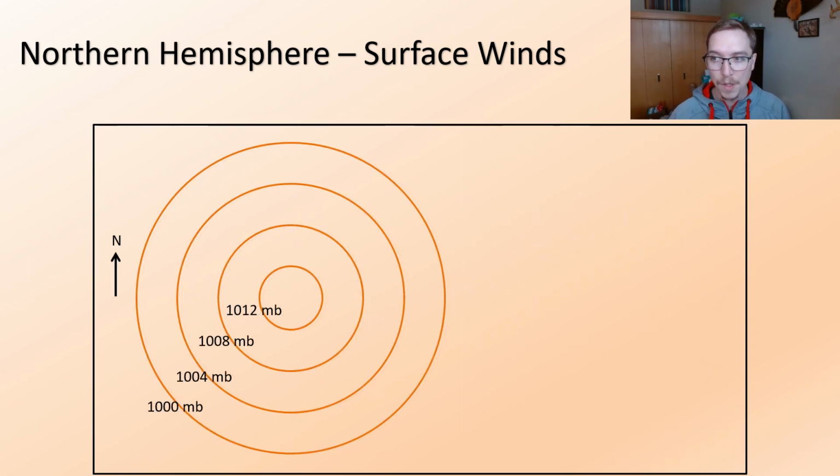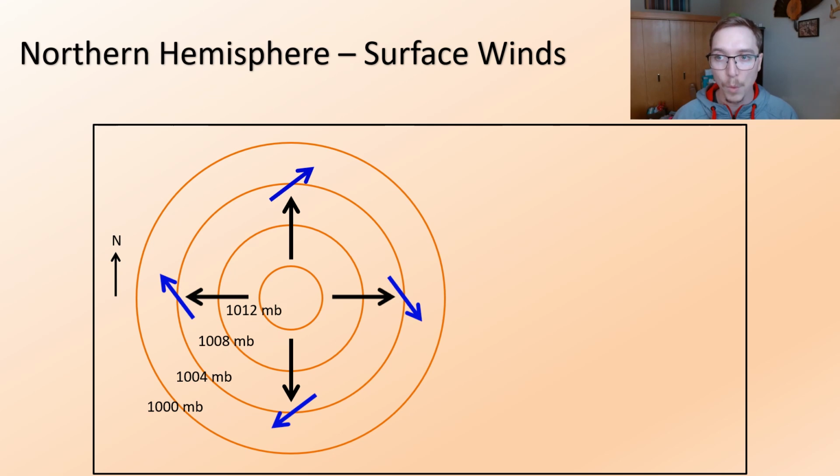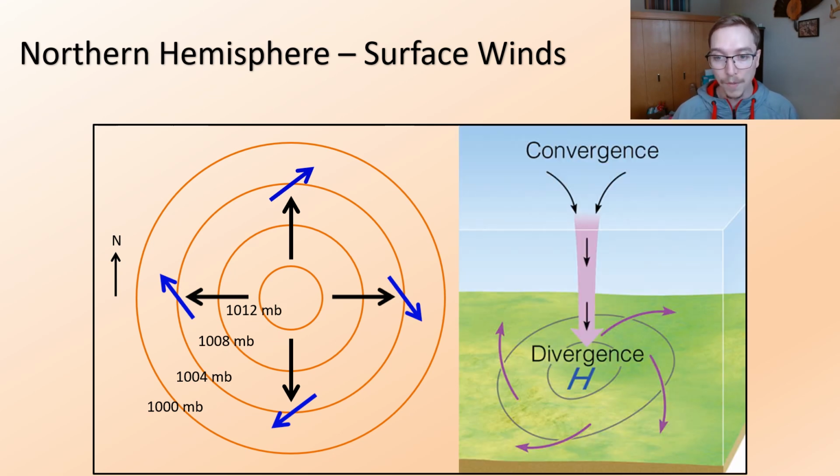In high pressure systems, we see those winds deflected outwards by the pressure gradient force in a clockwise direction, which looks like this. So you've got diverging winds at the surface because of converging winds aloft and descending air aloft as well.